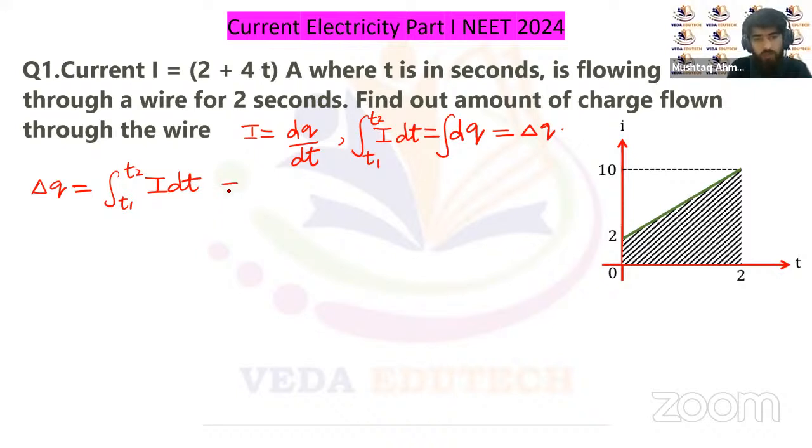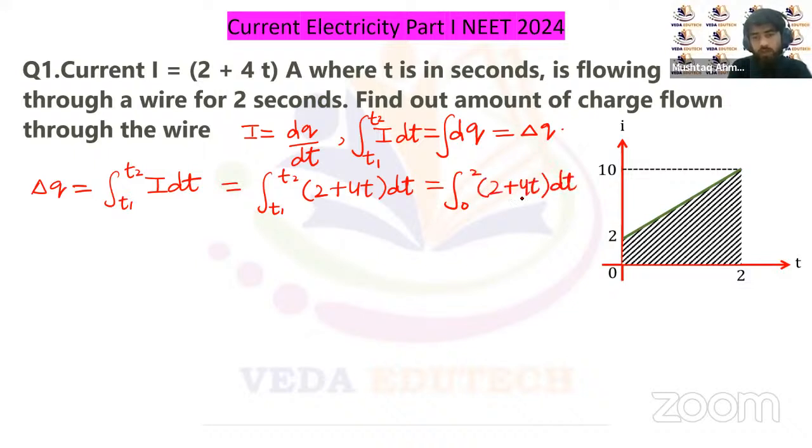Now we have been given that I is 2 + 4t. We'll just plug in the value of current in this equation, with the limits through a wire for 2 seconds. It means the limits will be from 0 to 2 seconds. We can write the integral from 0 to 2 of (2 + 4t) with respect to time.